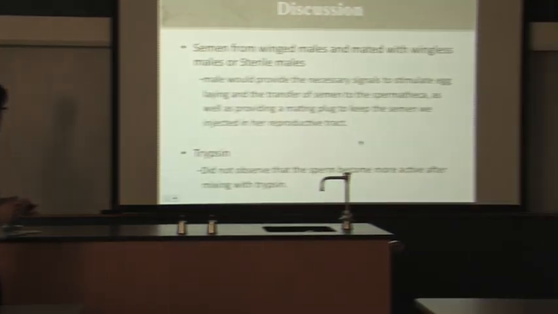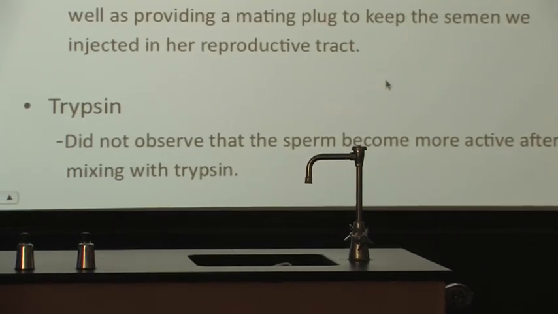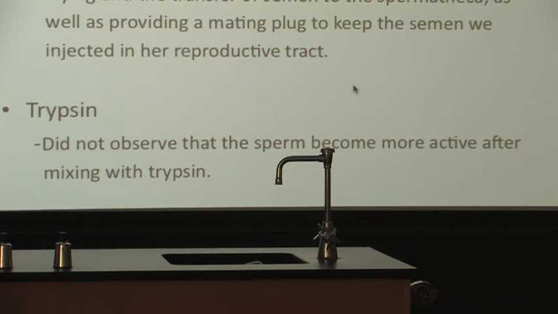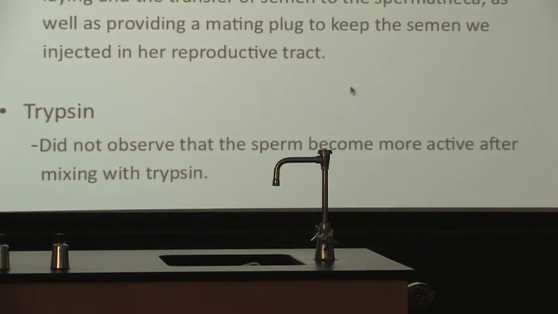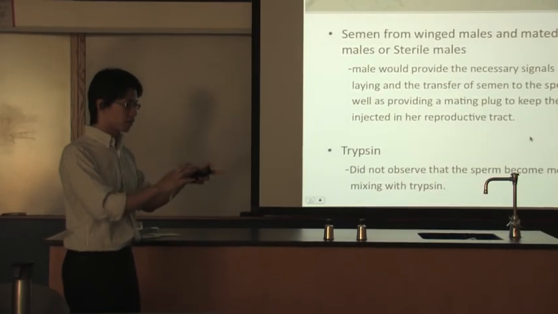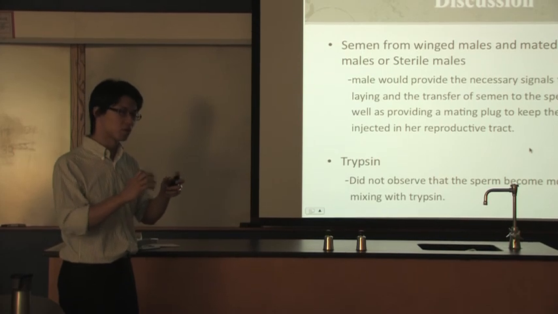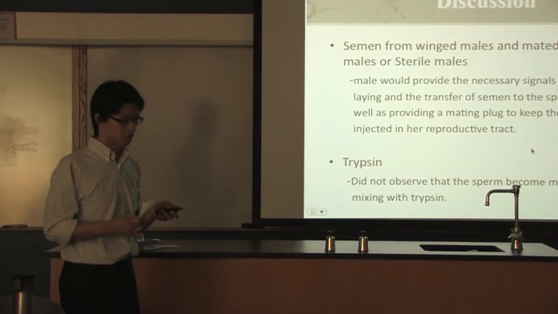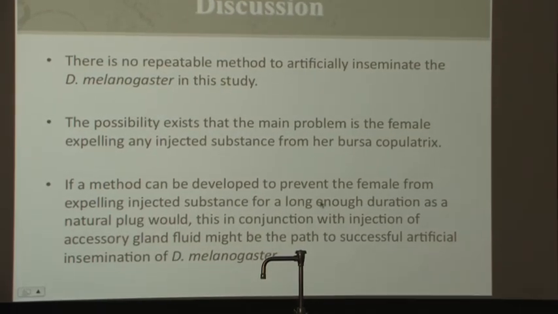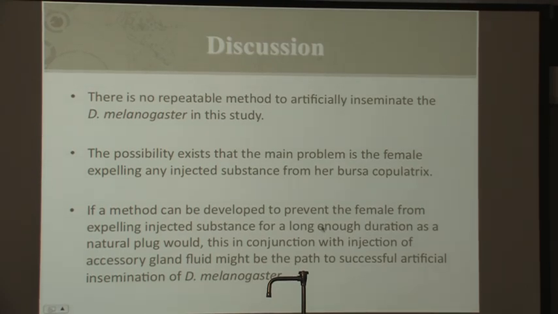Next is the trypsin experiment. We also could not find that trypsin helps the sperm improve their motility. After we mixed the semen with trypsin and observed it, we could not find the sperm becoming more active. So in conclusion, in all the studies, there is no repeatable method for artificial insemination of Drosophila melanogaster.